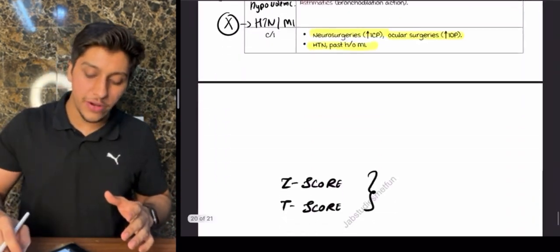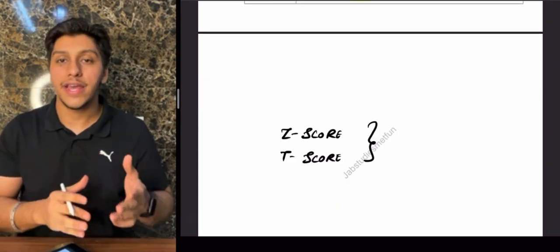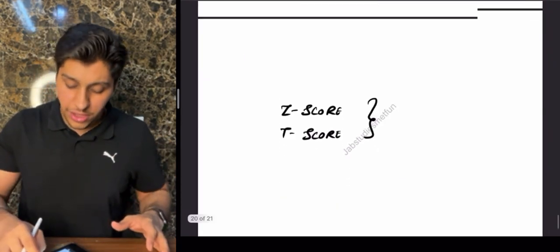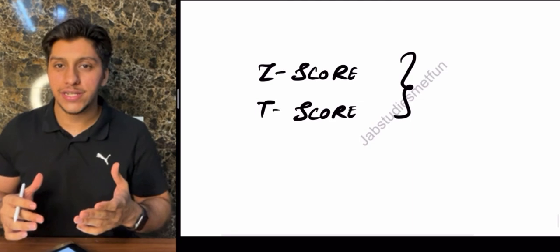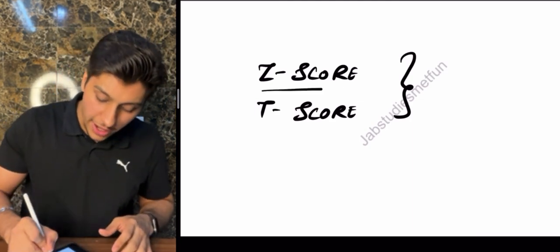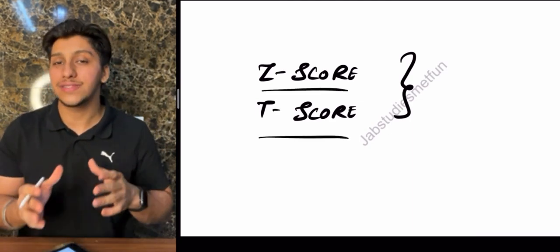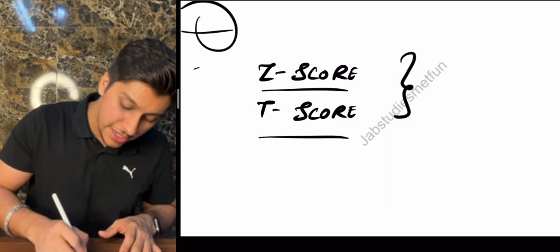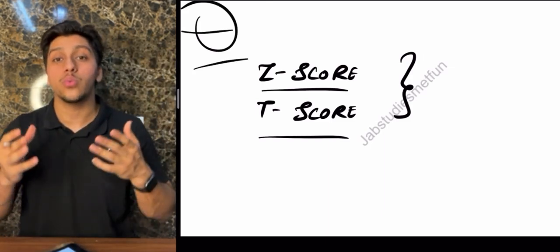In the next topic, we will be talking about local anesthetics and the inhalational agents. So there are two scores, guys. Let's bring in our integration again. One is the Z score and one is the T score, which determine a certain condition. Now tell me, Z score and T score are used in what condition?